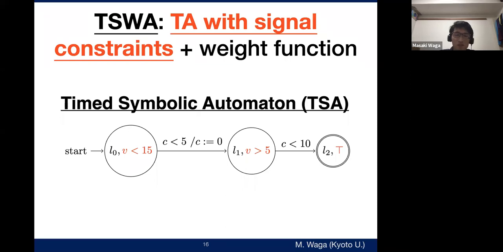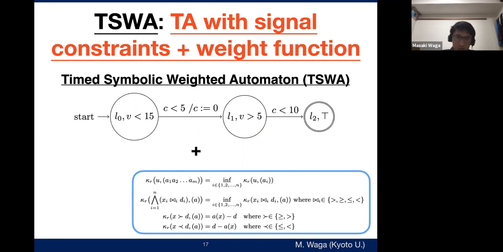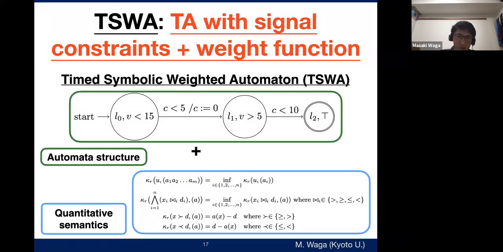And in order to define the quantitative semantics, we use a weight function. So this pair of this automaton structure plus this weight function is the timed symbolic weighted automaton, which is what we use to describe the monitored specification. Yeah, so this automaton structure is for the transitions or some constraints, and the weight is defined by the quantitative semantics. It's defined by this weight function.